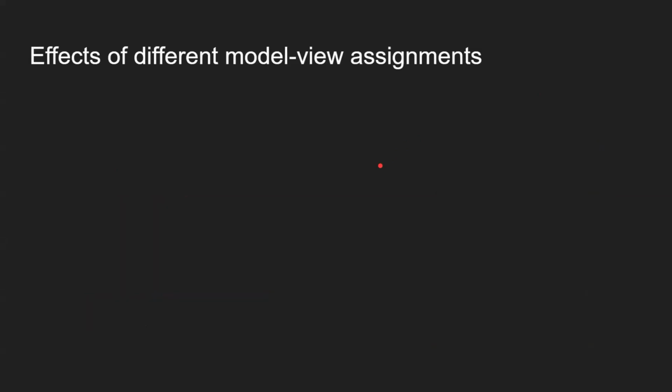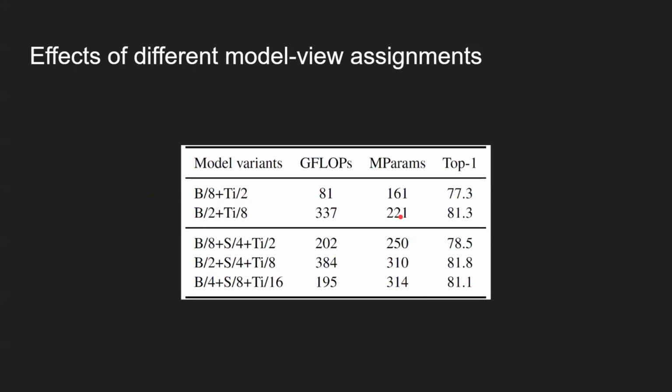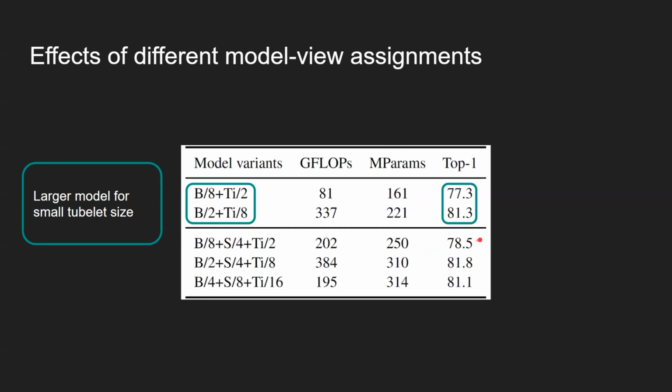Now we can move to experiments. The first experiment was related to how complex an encoder must be assigned to each view. They started with assigning a complex model to a large tubelet size as well as a complex model to a small tubelet size. They found that they were able to get better accuracy when a complex model was assigned to the small tubelet size. But there was a catch here. They were not able to rule out the possibility that this increase in accuracy was due to the increase in GFLOPs.